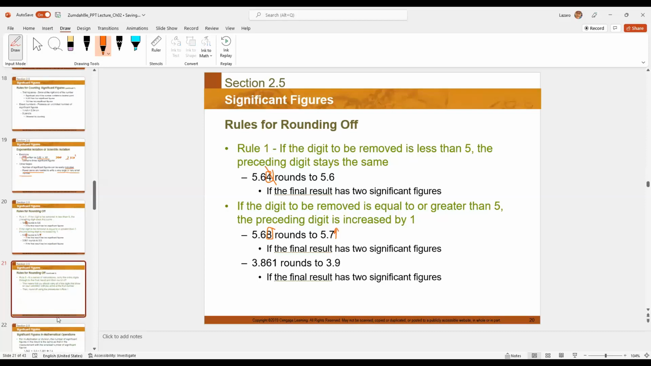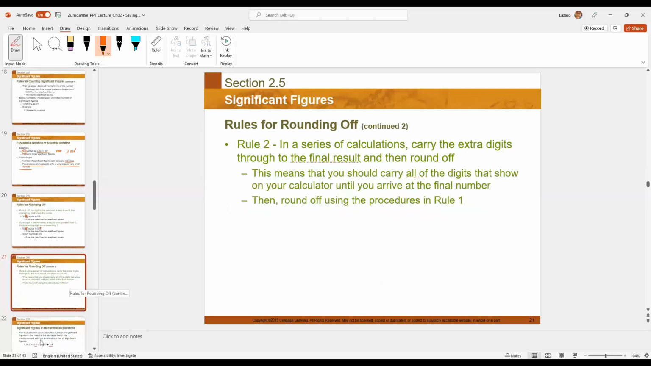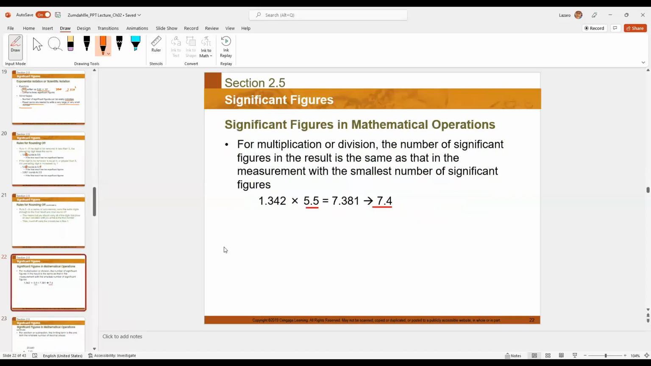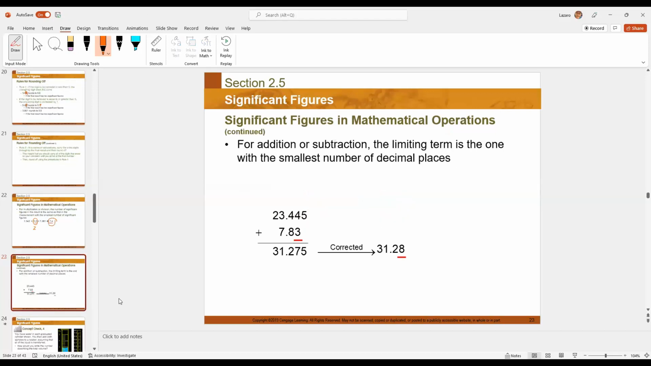Okay, let's continue. Here you can continue looking at your PowerPoint. And for multiplication, look at this. This is very important. When you're multiplying and you have two factors, you pay attention to the factor with the least significant figures. If it has two significant figures, then you have to report two significant figures. This is in multiplication, and the same thing when you are dividing.